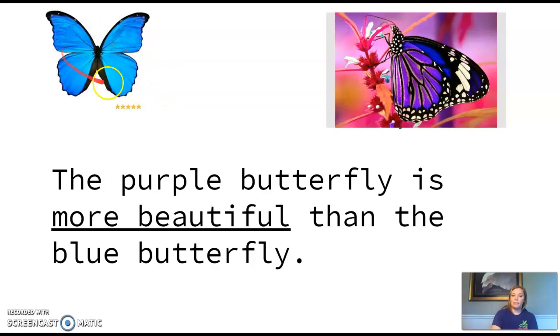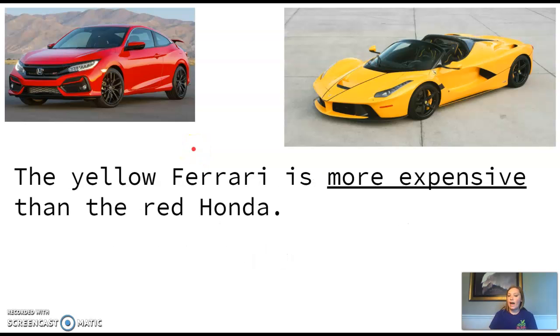you have a blue butterfly and a purple butterfly. We would say the purple butterfly is more beautiful than the blue butterfly. You have the word expensive. How would we say that one? The yellow Ferrari is more expensive than the red Honda.